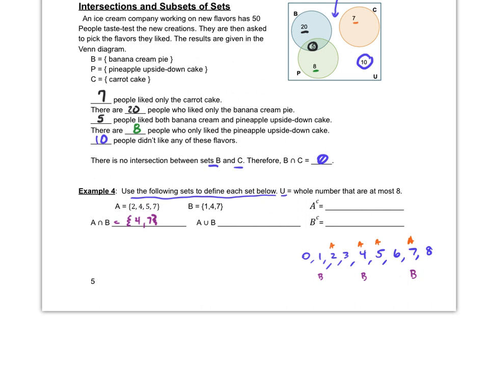The union of A and B is going to be all the numbers that are part of either of those. So that is going to be the union of 1, 2, 4, 5, and 7.